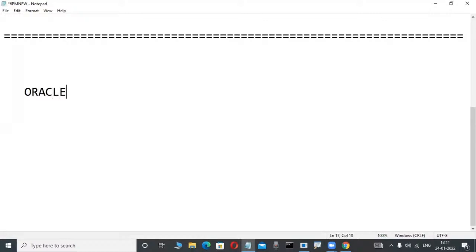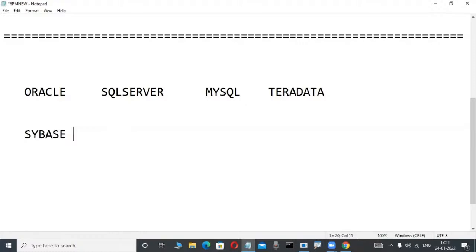Oracle is a product from Oracle Corporation. Don't write it today. SQL Server is a product from Microsoft. MySQL is an open source product, that is also now from Oracle. Teradata is a product from NCR Corporation. Sybase is a product from Ingres Software. Like this, so many products are there. All these products are relational databases, or these products are implemented based on the relational data model.